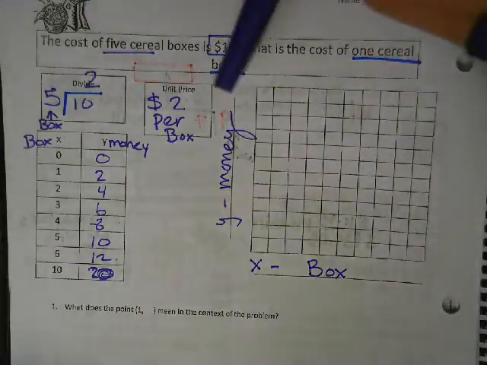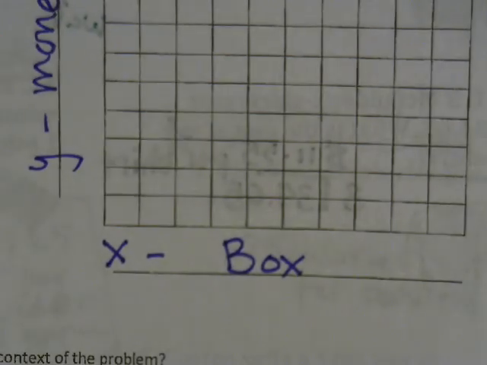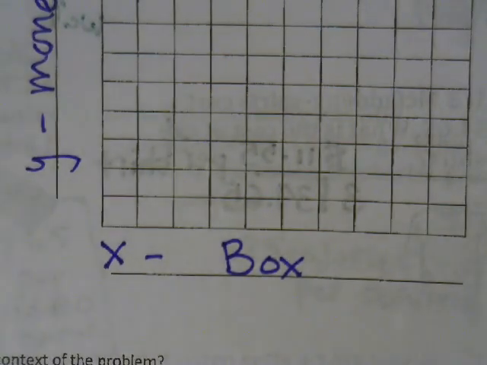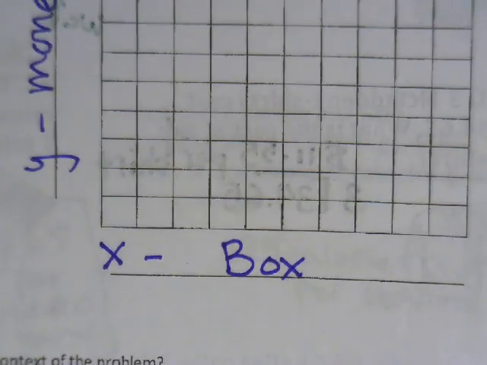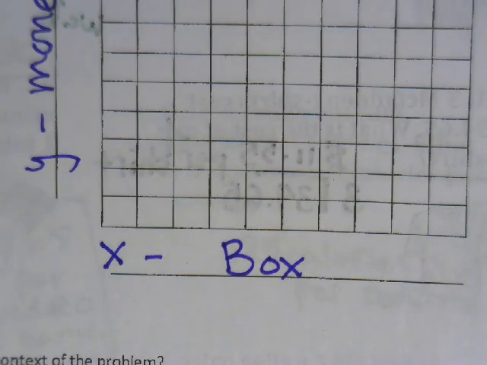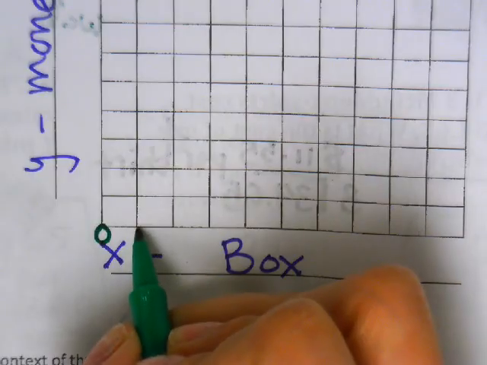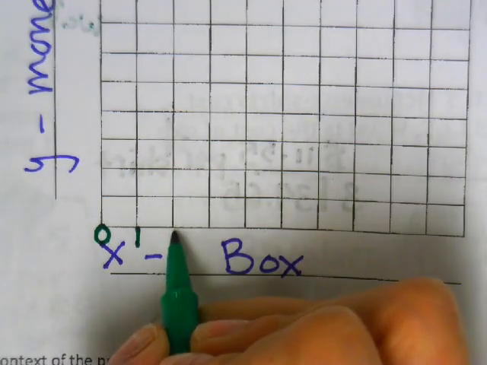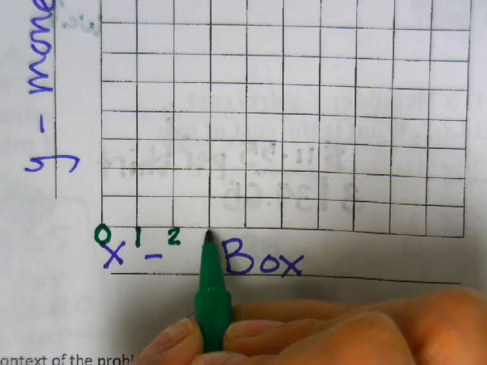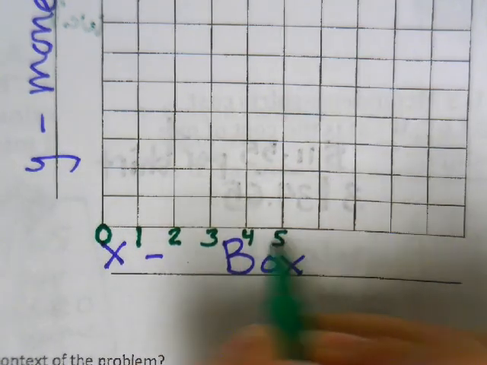All right, now, do we know how to number these? Do we number the boxes or the lines? The boxes. No, we label the lines. So, this one is 0. This line right here is a 1. This line right here is a 2. This line is a 3, 4, 5, 6.